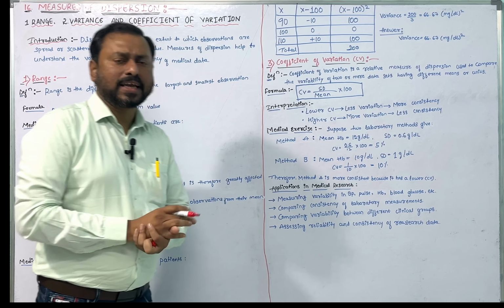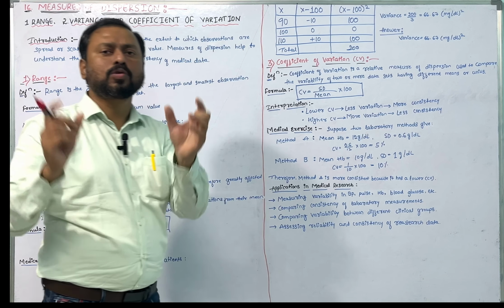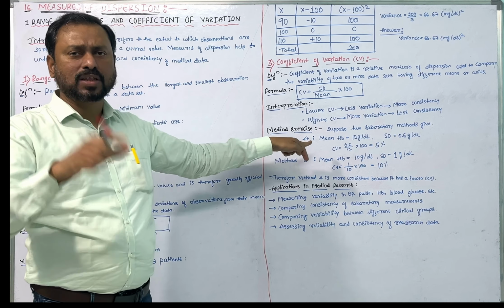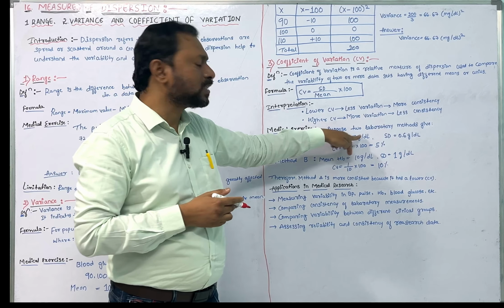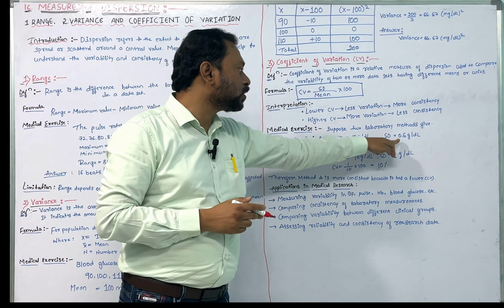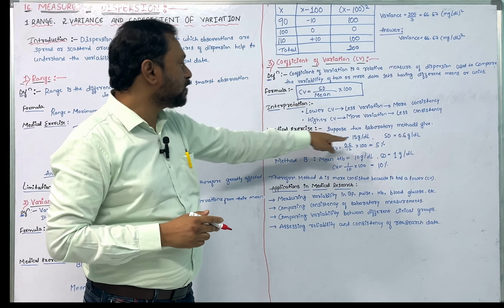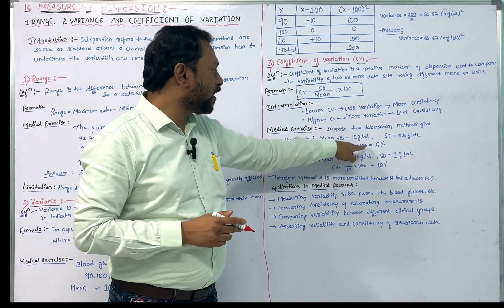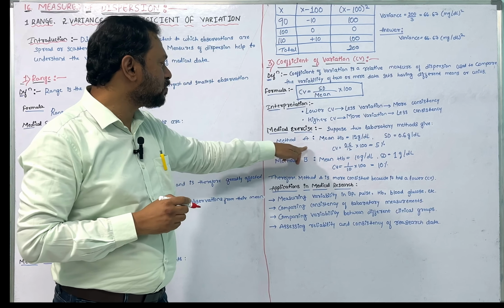Now we will take one example in the medical field. Suppose you are using two laboratory methods in the lab. For method A, the mean HB, hemoglobin, of the patients is 12 grams per dl, and the standard deviation is 0.6. If you put the values here, CV is equal to 0.6 divided by 12 multiplied by 100, which is 5%. The value comes as a percentage, that is 5%.